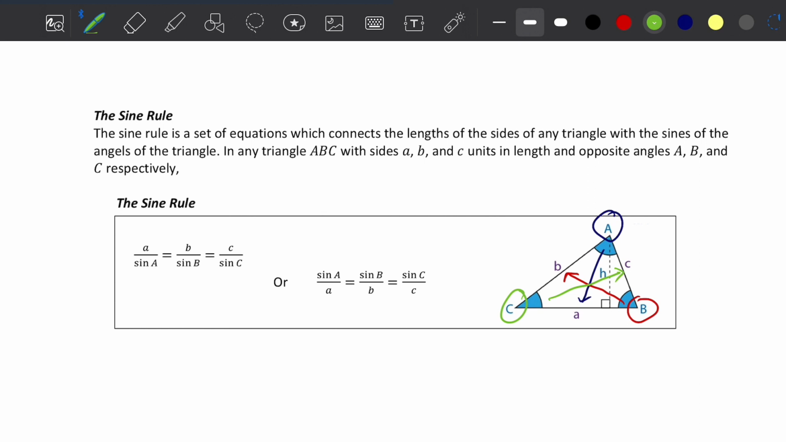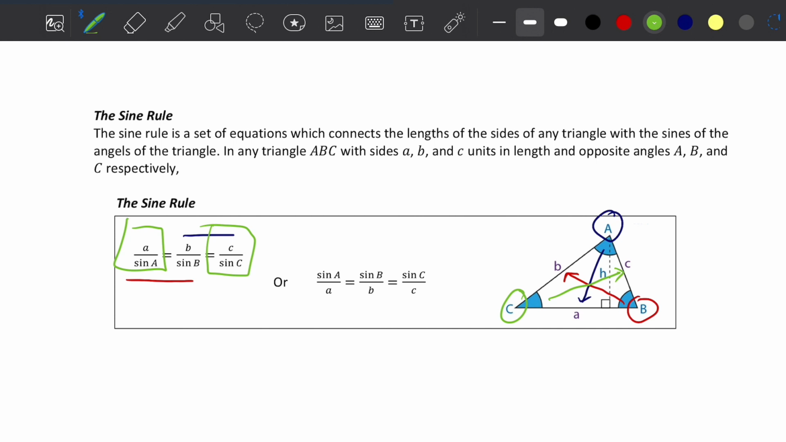Whenever you use this formula, you can either use A and B together, so you just have to use two equations, or you can do it this way, or you can use A and C together. So whenever you use this formula, you always have to use 2 out of the 3.